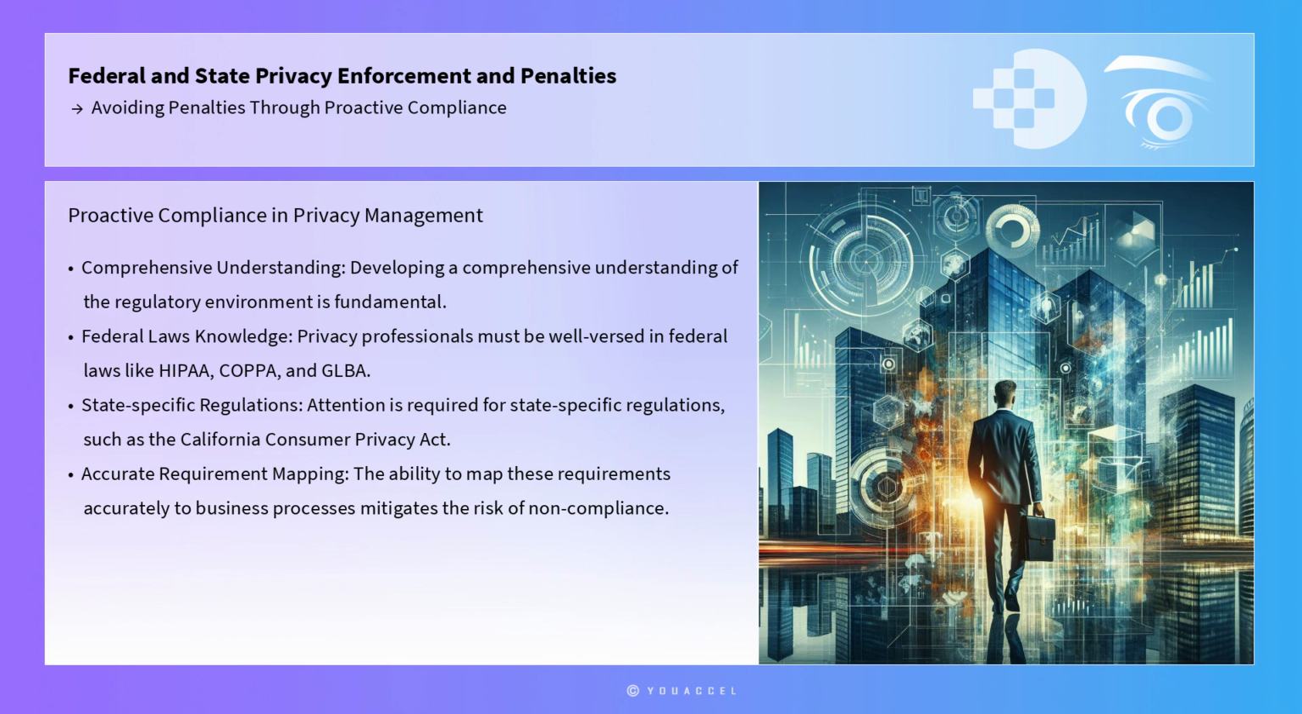One of the fundamental aspects of proactive compliance is developing a comprehensive understanding of the regulatory environment. Privacy professionals must be well-versed in federal laws such as the Health Insurance Portability and Accountability Act, the Children's Online Privacy Protection Act, and the Gramm-Leach-Bliley Act, among others. Additionally, state-specific regulations, such as the California Consumer Privacy Act, require attention. These regulations often have overlapping yet distinct requirements, necessitating a nuanced understanding to ensure compliance. The ability to map these requirements accurately to business processes is a critical skill that mitigates the risk of non-compliance.